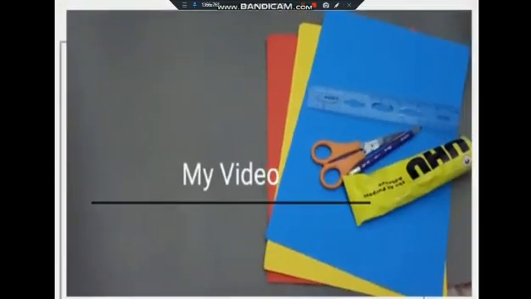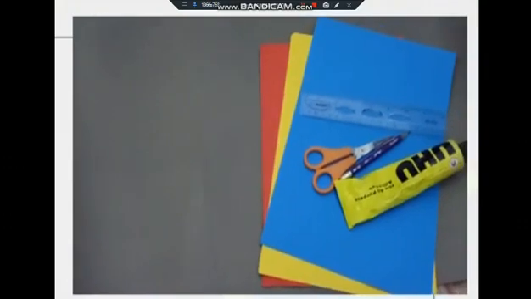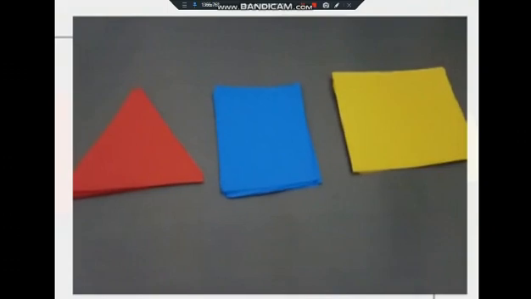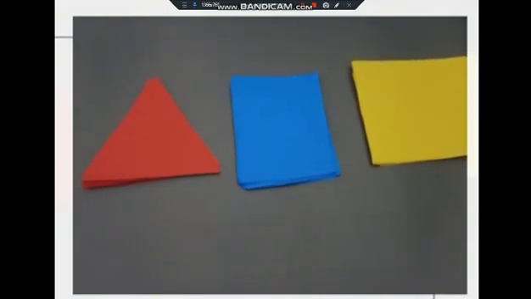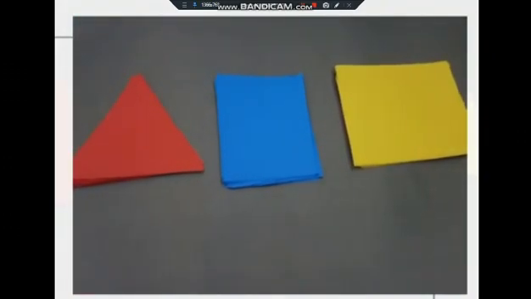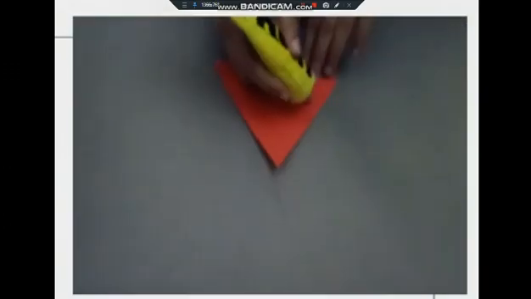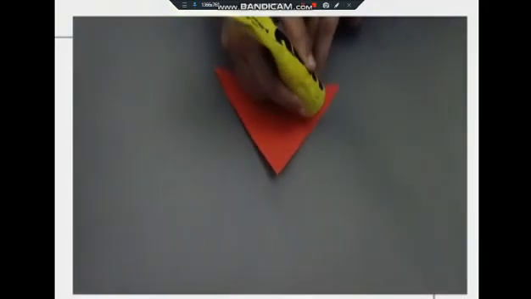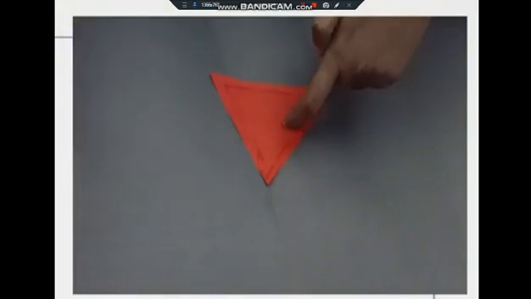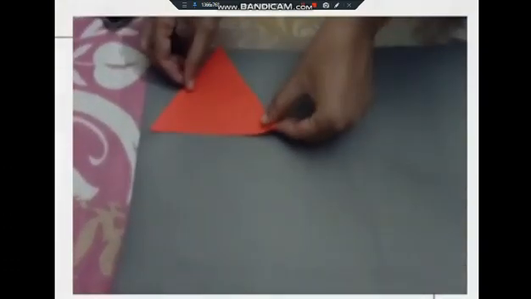The materials which we need for this activity are hard sheet, different color paper, UHU, scissor, scale, pencil. Then we take cutouts of color paper in 3 different shapes. We take triangle, square, rectangle. The sizes of the shapes are equal. Now we are going to paste the shapes on the hard sheet. We apply the UHU on the shape. First we are going to paste the triangle. Use UHU very carefully. In this way we are going to paste.